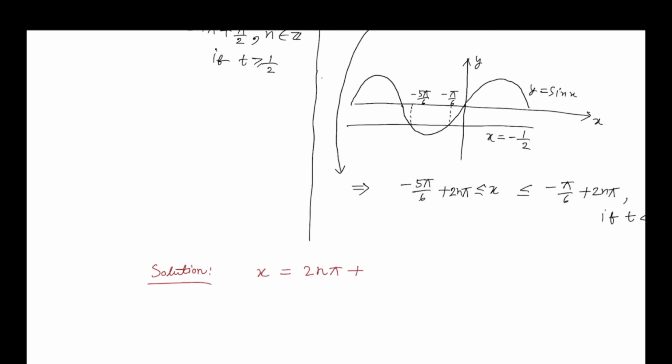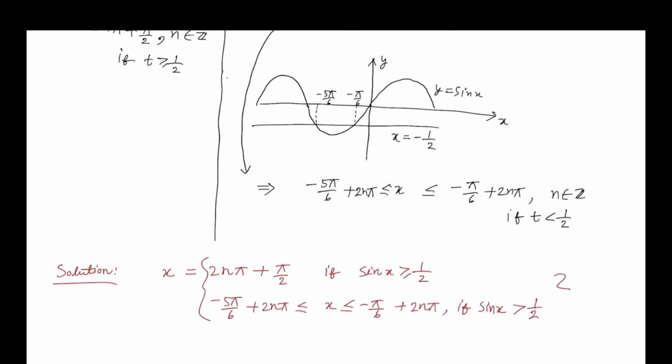So the ultimate solution is x equals 2n pi plus pi by 2 if t is greater than or equal to half, that is sin x greater than or equal to half, and in case sin x is strictly less than half, the solution set is a union of closed bounded intervals, minus 5 pi by 6 plus 2n pi to minus pi by 6 plus 2n pi, where n belongs to Z. So this is a way of solving the problem, and it is a kind of decision making by taking case by case. So thank you.